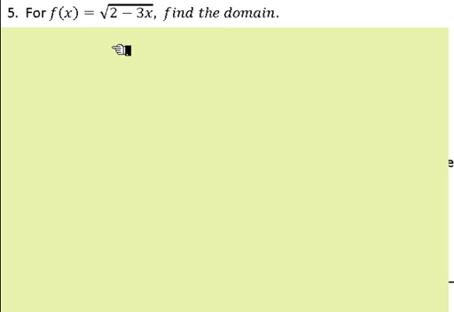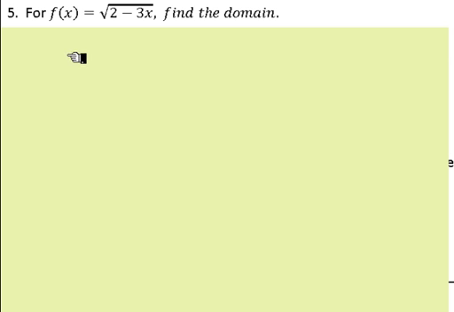In number 5, we are finding the domain of this function that contains a radical. So this isn't a rational function. Here we have a different concern. We want to make sure that we don't substitute in any x values that will make the radicand, the expression 2 minus 3x, negative, because the square root of a negative number is not a real number. So we want to make sure that 2 minus 3x is always greater than or equal to 0. 0 is fine. The square root of 0 is equal to 0. That is a real number.